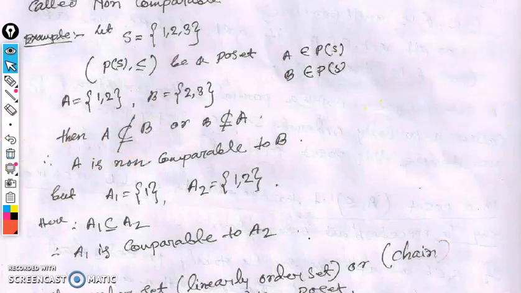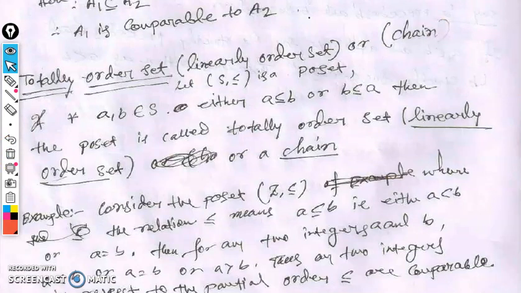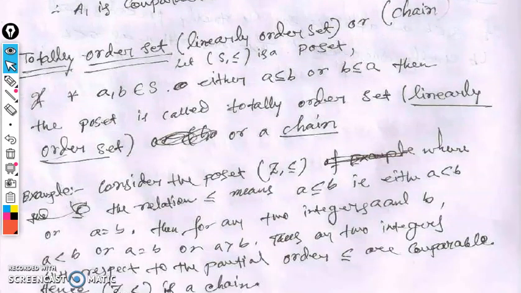So move to the next definition: totally ordered set. It's a very important concept. Totally ordered set, or linear ordered set, or a chain. If S is a poset with the relation less than or equal to, and for all A, B belonging to S, either A is less than or equal to B or B is less than or equal to A, for any two elements, then the poset is called a totally ordered set. It's the linearly ordered set or a chain.